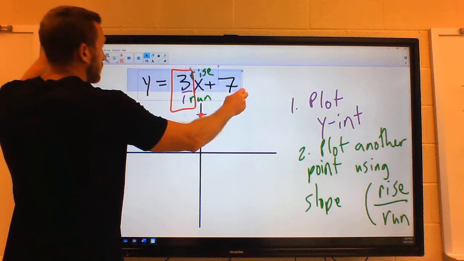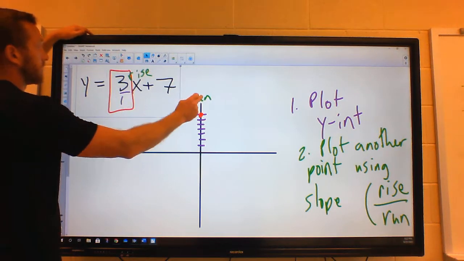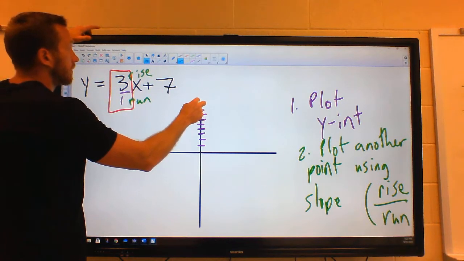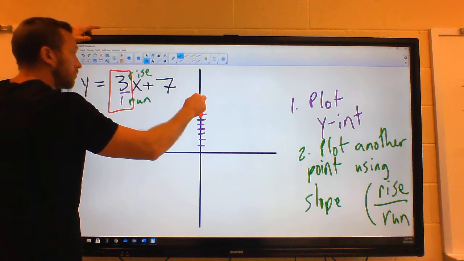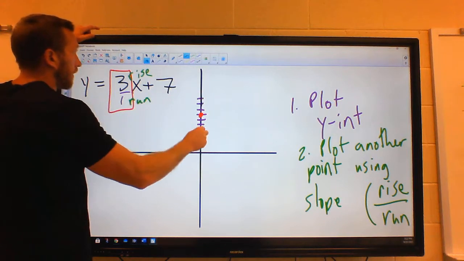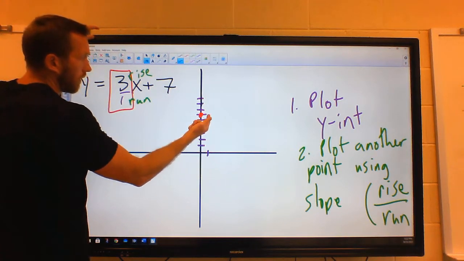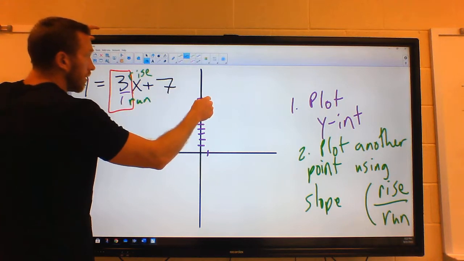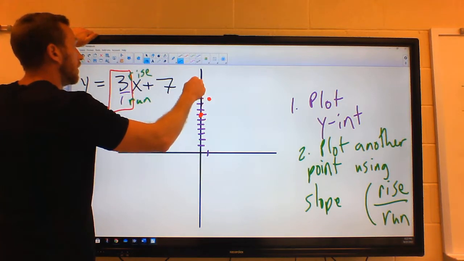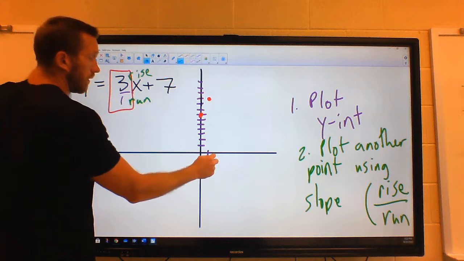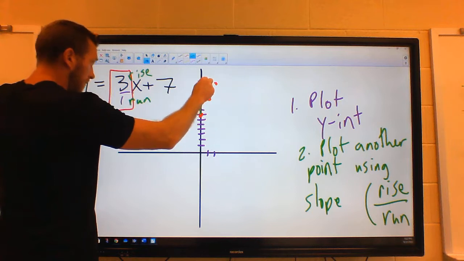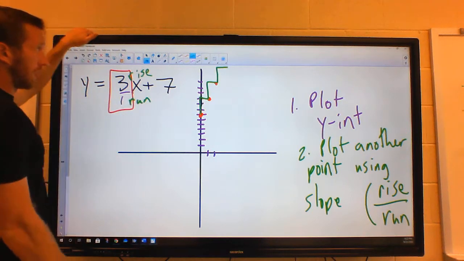Let me go ahead and move some of this stuff over just to give myself a little bit more space. So I'm rising 3 units. 1, 2, 3. And I'm going to run over 1. So I need to go over 1, up 3. And then I'm just going to keep plotting more and more points. So over 1 more. And if you notice, we should be going up 3 over 1, up 3 over 1. It should be that same constant rate of change.